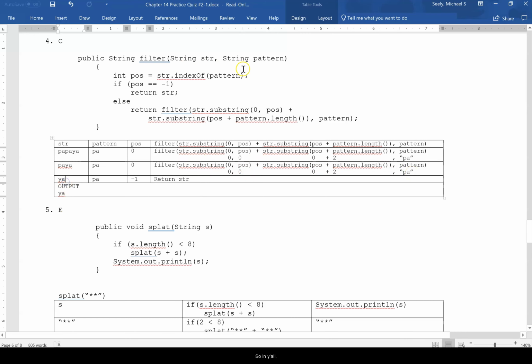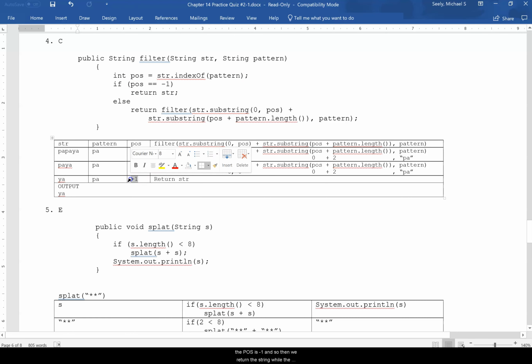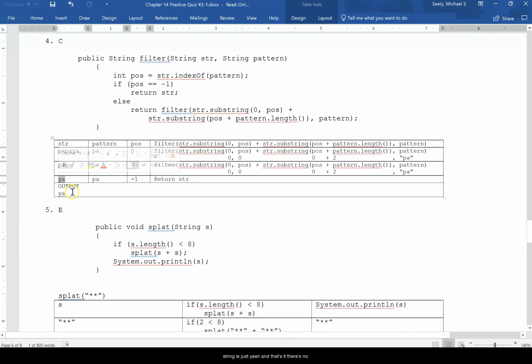So in ya, we pass that in. Is pa anywhere in the string ya? Is pa in ya? Nope. So that returns a -1 right here. So the POS is -1. And so then we return the string. Well, the string is just ya. And that's it. You're not doing anything else except just returning the string. So the string is ya.